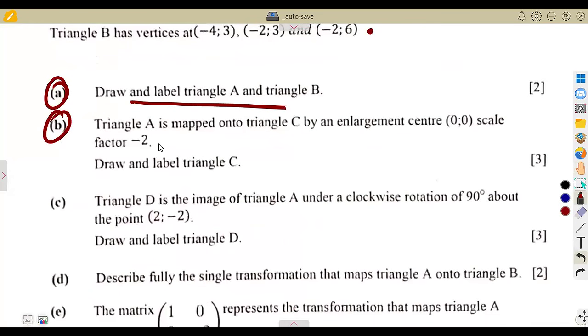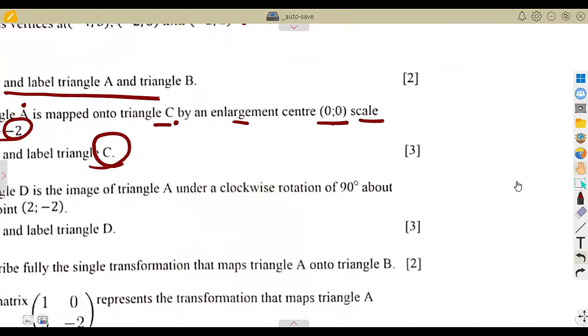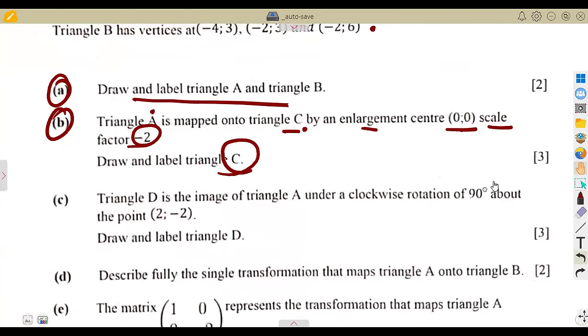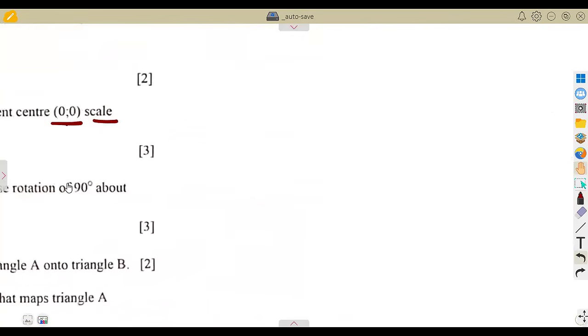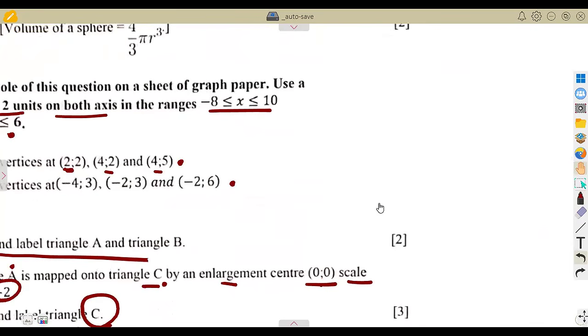So guys, transformation, I think that's one of the easiest parts now from our introduction and so forth. Triangle A is mapped onto C by an enlargement. The center is 0, 0. The scale factor is -2. Draw and label triangle C. It's A onto C. The center is 0, 0. Remember, I talked about this: matrix times object is equal to image. So that is the B part.